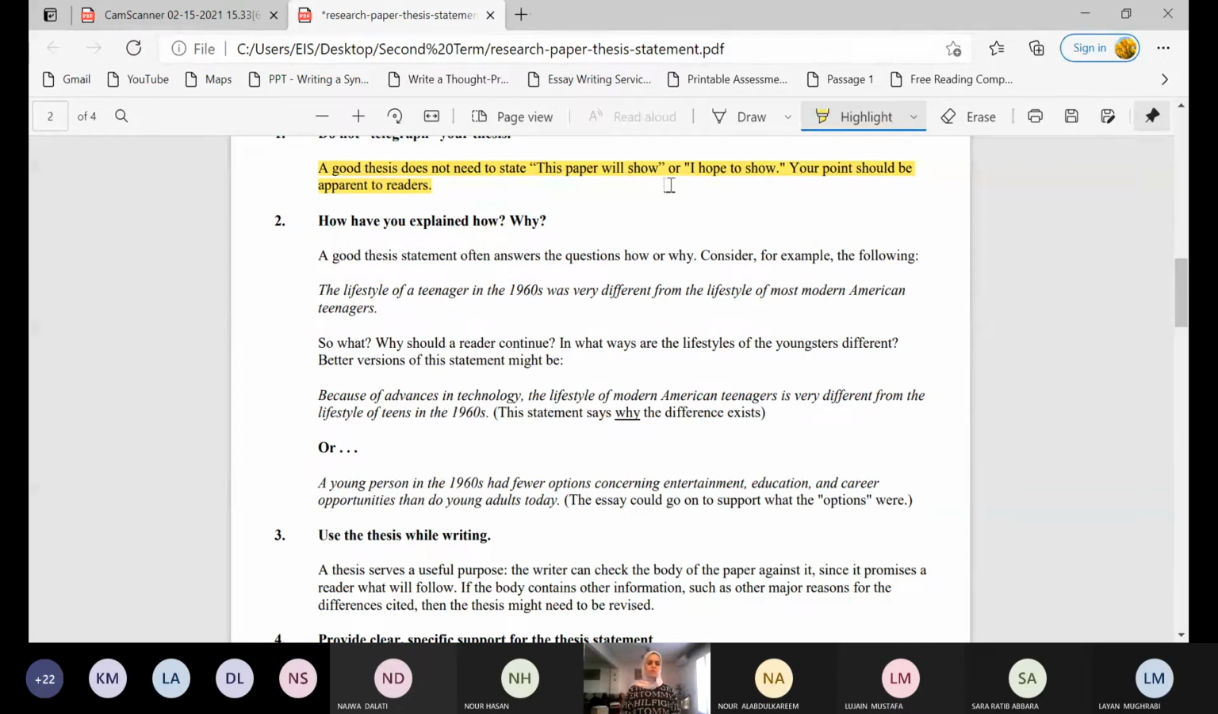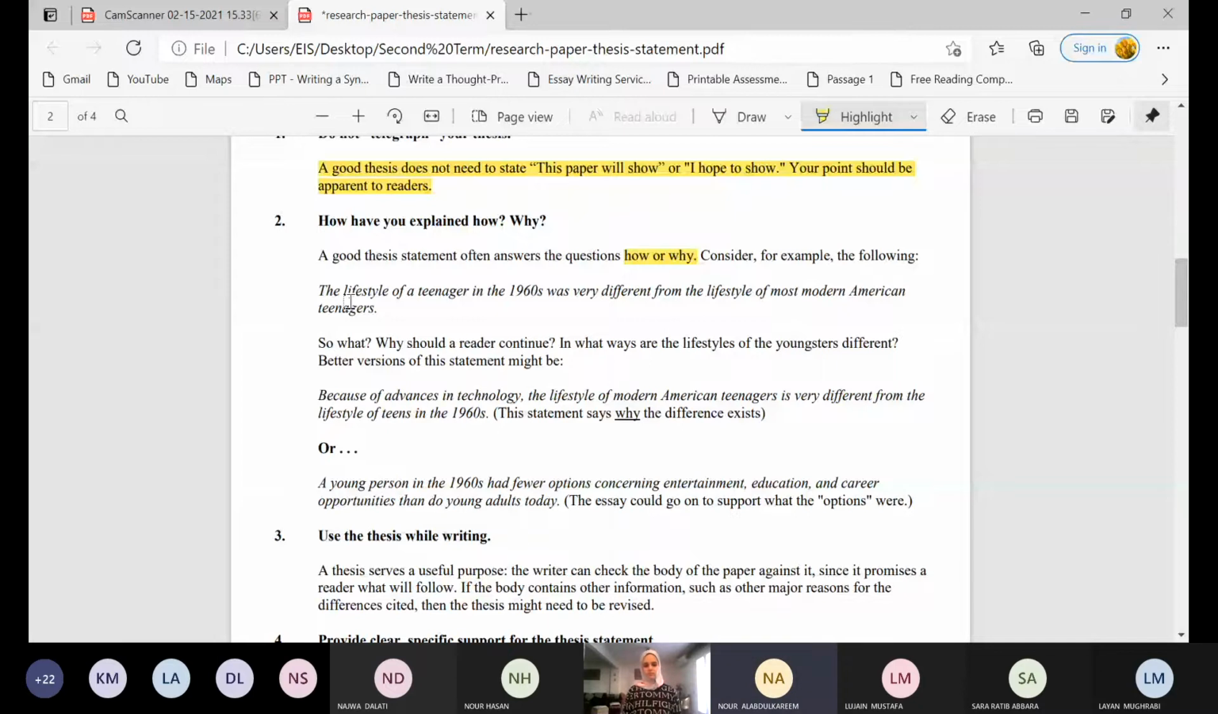Okay, continue. A good thesis statement often answers the question how or why. Consider, for example, the following: a lifestyle of a teenager in the 1960s was very different from a lifestyle of modern American teenagers. So what? Why should a reader continue reading? Here you said the lifestyle of a teenager in the 60s was very different from today. Why would I continue reading? I understand it is different.